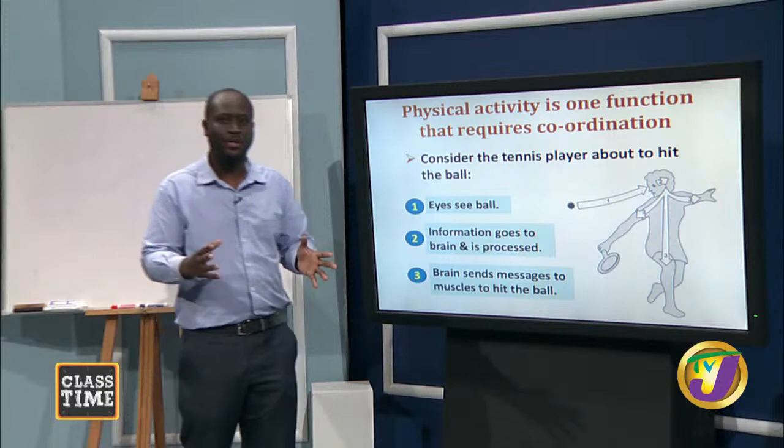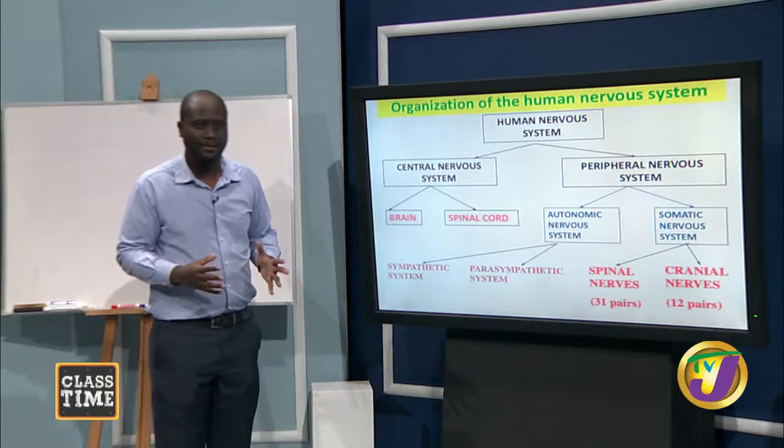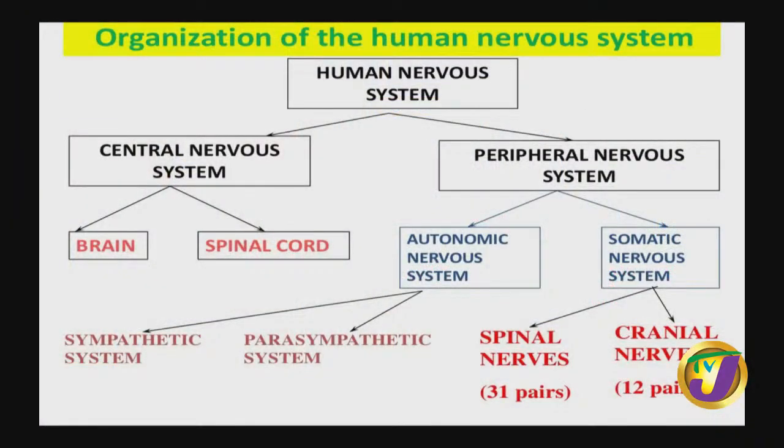As I told you before, do not social distance your topics in bio. Everything is related. So even though that was in movement and support, you see it playing a part in sensitivity and coordination. The human nervous system is divided into two parts. You have the central nervous system and the peripheral nervous system. The central nervous system consists of your brain and spinal cord, and your peripheral nervous system consists of your autonomic nervous system, somatic nervous system, and all of these are just nerves. Right? So your peripheral nervous system are your nerves, and your central nervous system, your brain and spinal cord.